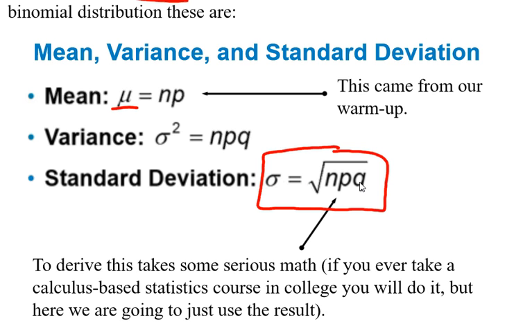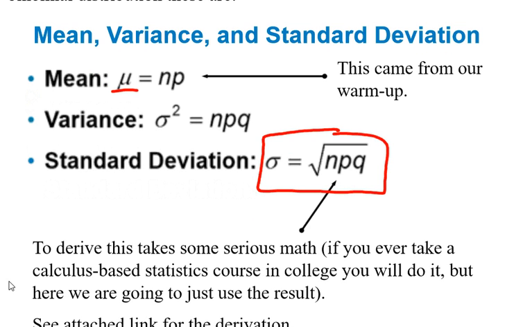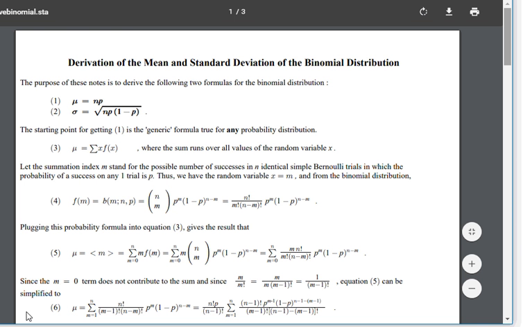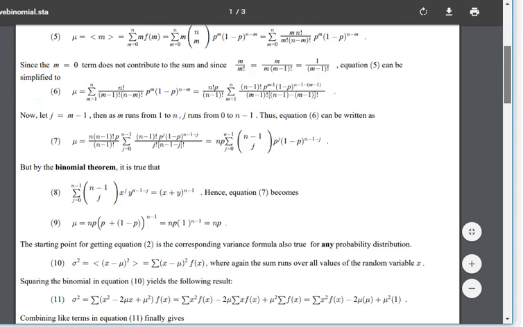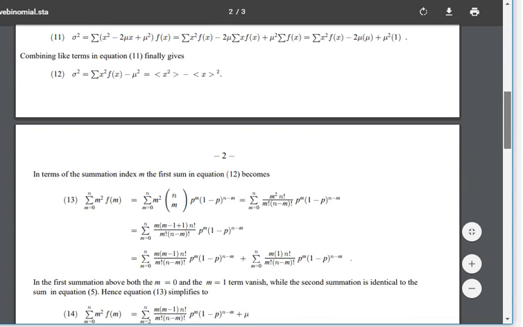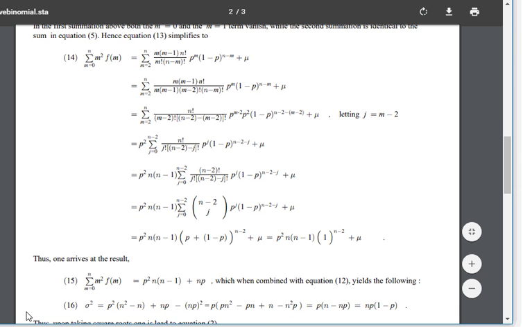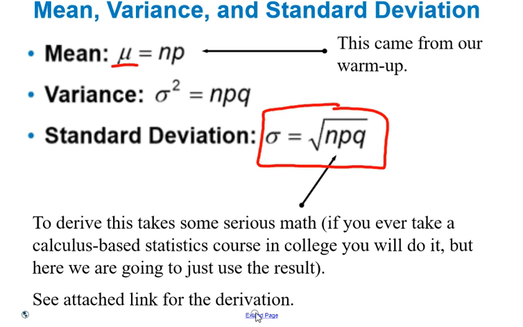And almost always, if I can derive something and show you where it comes from, I would do so. But in this case, to derive the standard deviation for a binomial distribution takes some serious math. I'll just show you a quick preview. If you ever take a college-based statistics course, you'll most likely do it. But in order for us to do it, it would take us multiple days just to go through the notation. You can see just to get to both of those, the mean and the standard deviation takes 16 pretty involved steps. So we are just going to be using the result.